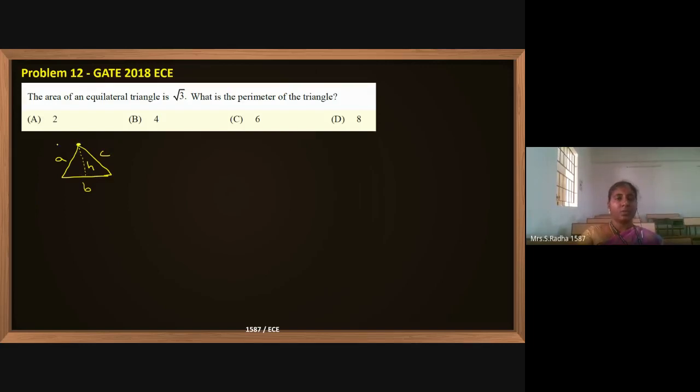If you want, you can also give the names A, B, C to the vertices. Let the center be O. Now it is given the area of the equilateral triangle. Area is nothing but half into base into height. The area is already given as root 3, and it is half into base into height. Now how do we calculate H?